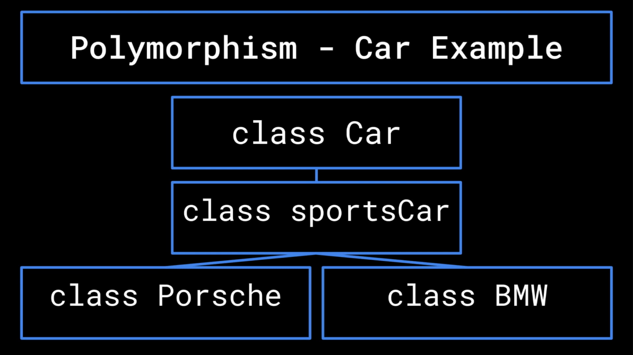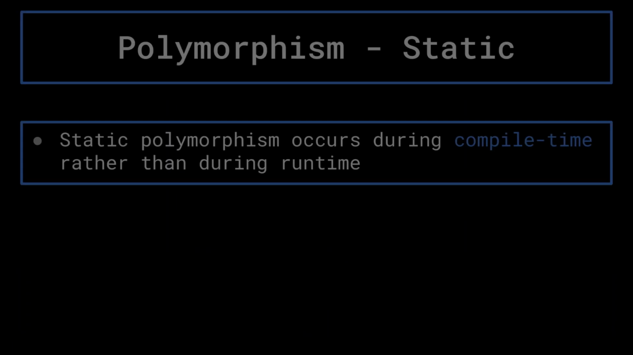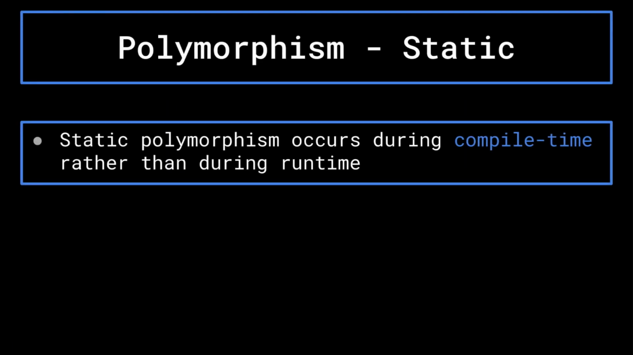The main benefit of dynamic polymorphism is that it allows you to write methods in the superclass without having to include ifs and else ifs to account for exactly which subclass is being used when the method is called. The second type of polymorphism is static polymorphism. Static polymorphism occurs during compile time rather than runtime.